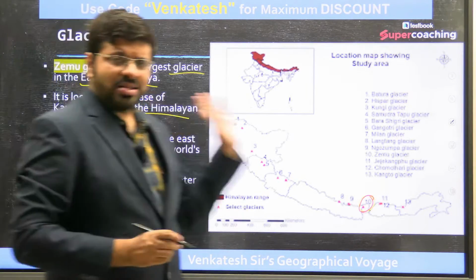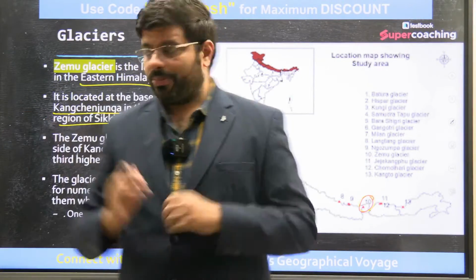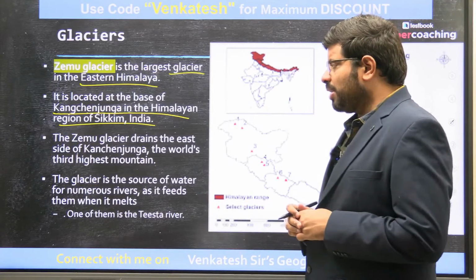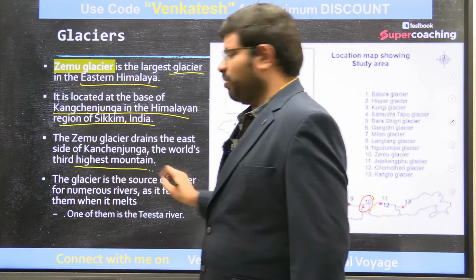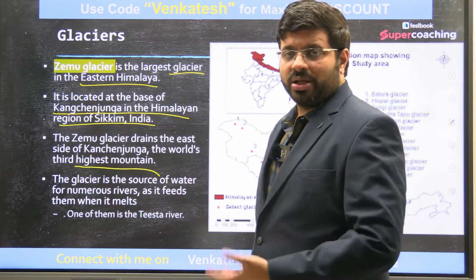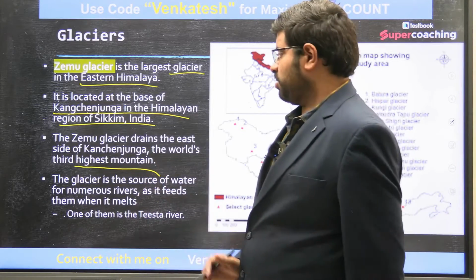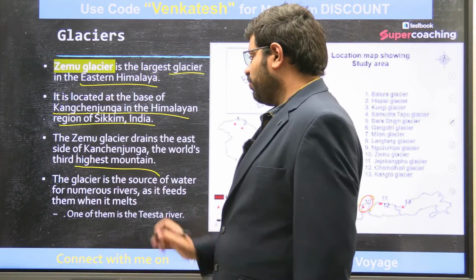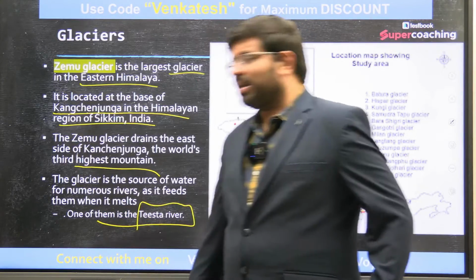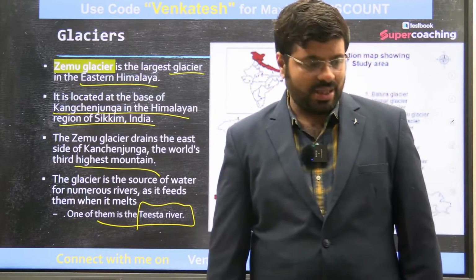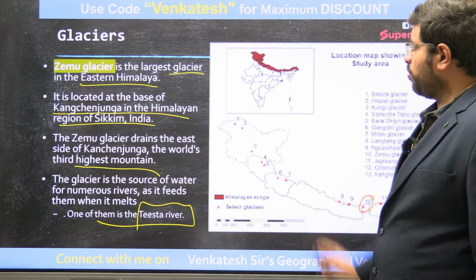Kanchenjunga, you all know it. It is located on the India-Nepal border in Sikkim. Right. So Zemu Glacier drains the eastern side of Kanchenjunga, the world's third highest mountain. You know it, the third highest after Everest, then K2, and then this. The glacier is a source of water for numerous rivers. One of them is the Tista River. So Tista River is very near to the Zemu Glacier. This is one more learning point.